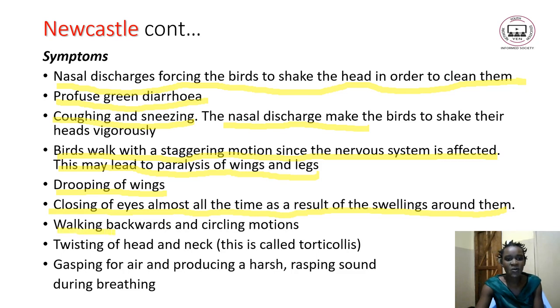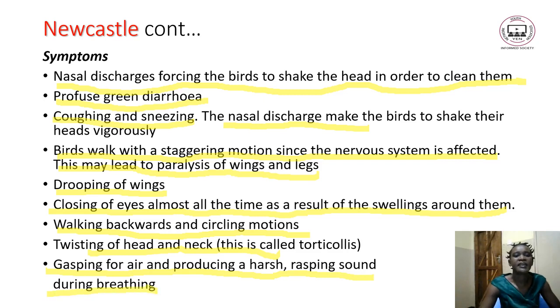Another symptom is walking backwards and cycling motions. Twisting of head and neck is also another symptom. And lastly, gasping for air and producing a harsh rasping sound during breathing is also another symptom. So these are some of the symptoms which may appear in chicken once they have been attacked by Newcastle.